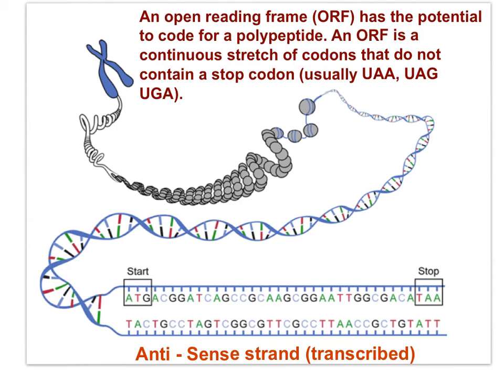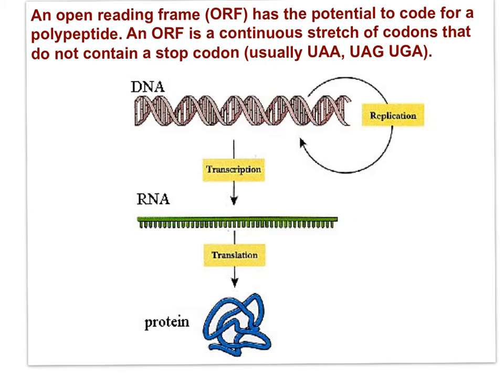In other words, scientists look for long stretches of DNA without stop codons as an indication of the presence of a gene. Open reading frames are important to scientists working in bioinformatics. In this image, a gene is transcribed, then the mRNA is translated into a polypeptide. An open reading frame has the potential to code for a polypeptide. An open reading frame is a continuous stretch of codons that does not contain a stop codon.